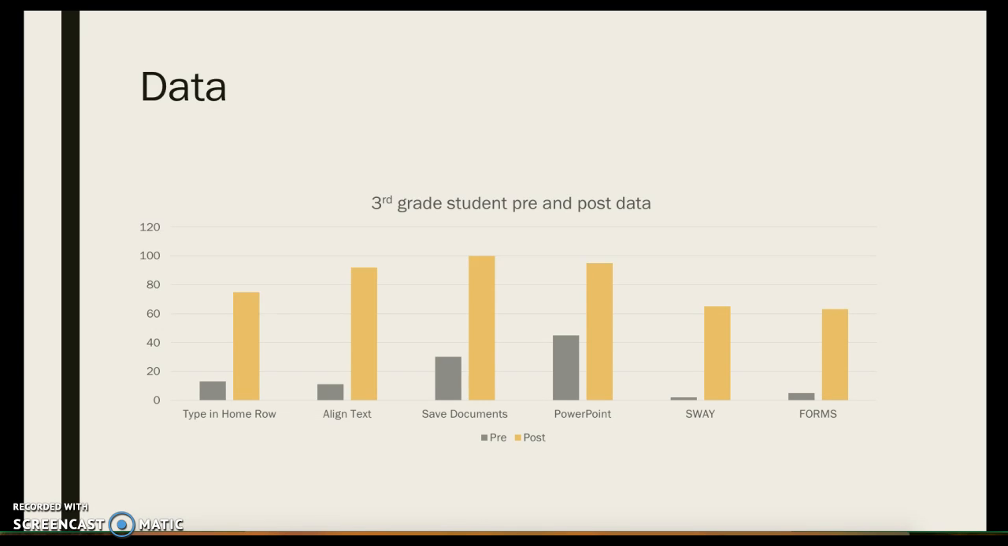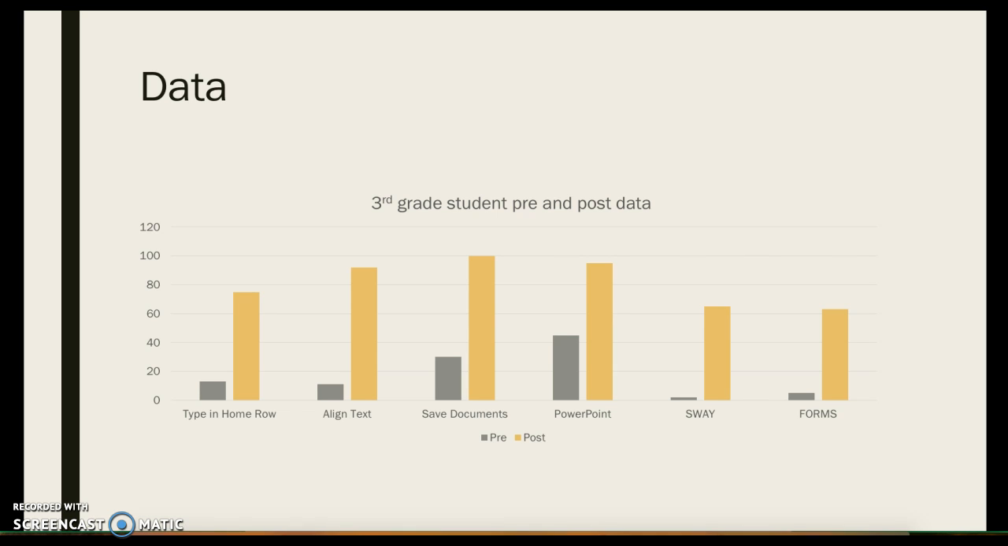From student pre- and post data, we saw some major growth in student skills and student confidence in their skills. Our 3rd grade students were asked simple questions about how they felt they could do with simple tasks, such as typing in home row, aligning and formatting text, saving and retrieving documents, using PowerPoint, Microsoft Sway, and Microsoft Forms. Each category saw significant growth in students' answers of whether or not they were able to use these tools.